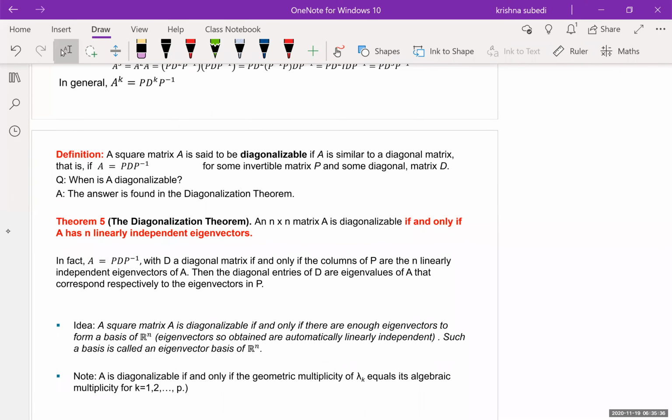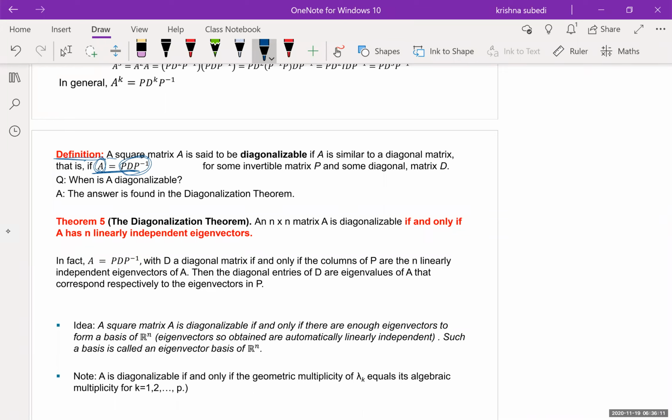First of all, let us define what diagonalization means. A square matrix A is said to be diagonalizable if A is similar to a diagonal matrix, that is, if A equals PDP inverse. Okay, if A is not a diagonal matrix, we will find another matrix which is equal to A, but this matrix will be a diagonal matrix. Okay, that's what we're going to do.